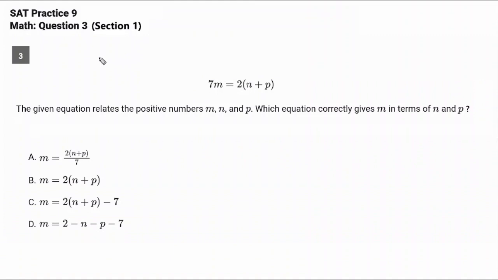We're on SAT Practice Test 9, Math Section 1, Question 3. Level of difficulty is easy. The first 7 questions on any Section 1 are always going to be easy. 7m equals 2 times n plus p. The given equation relates the positive numbers m, n, and p. Which equation correctly gives m in terms of n and p?